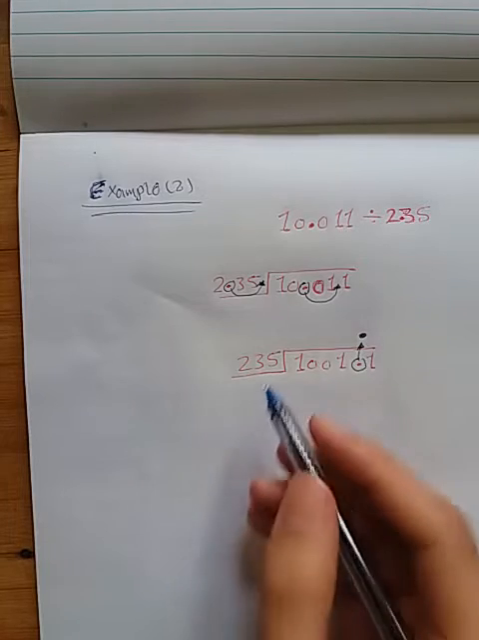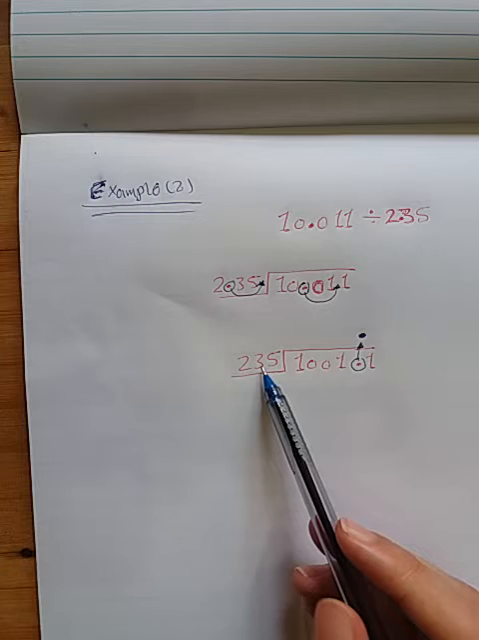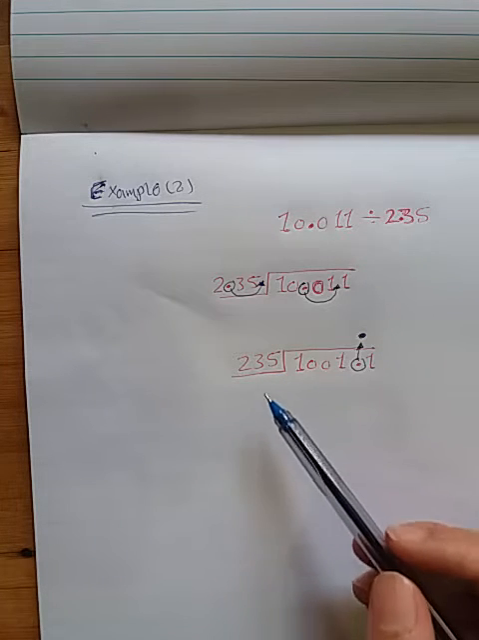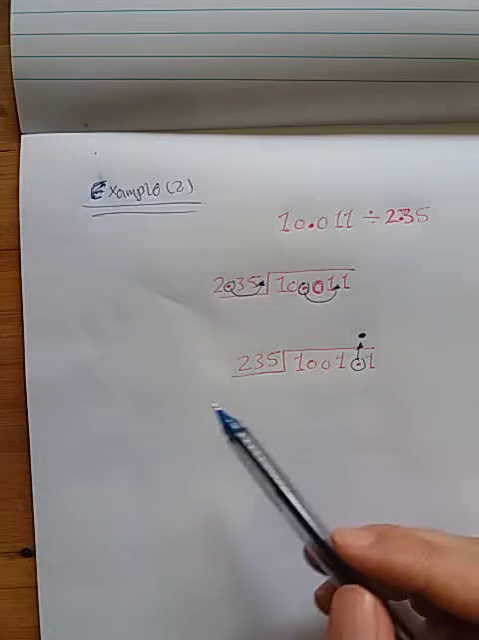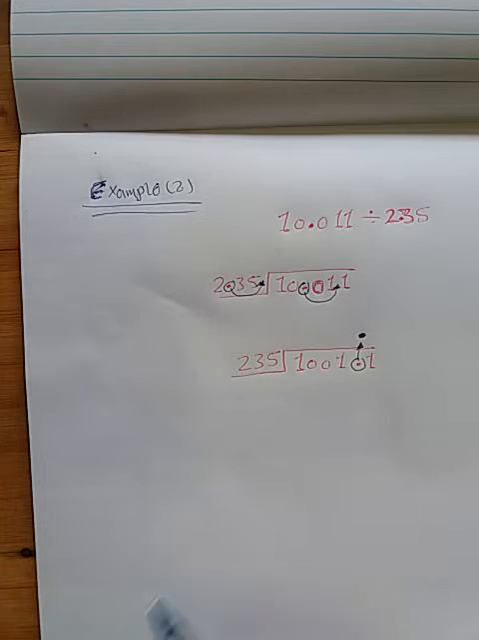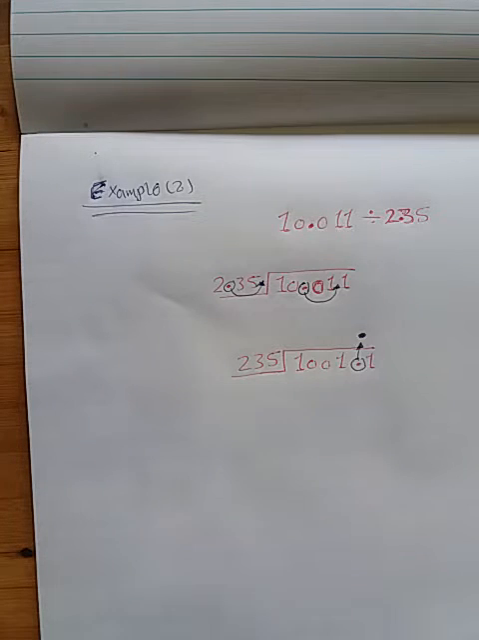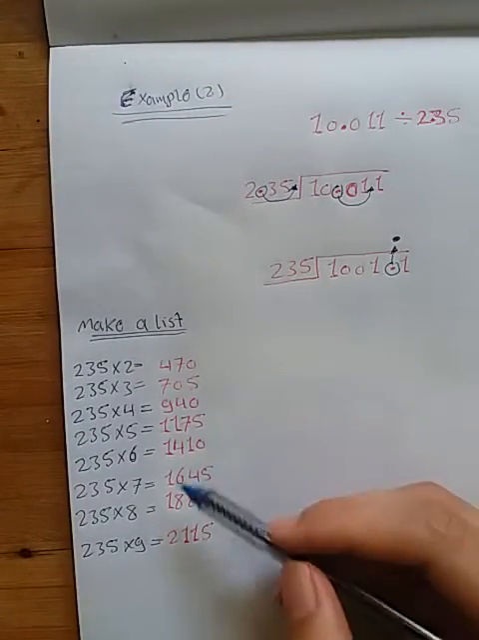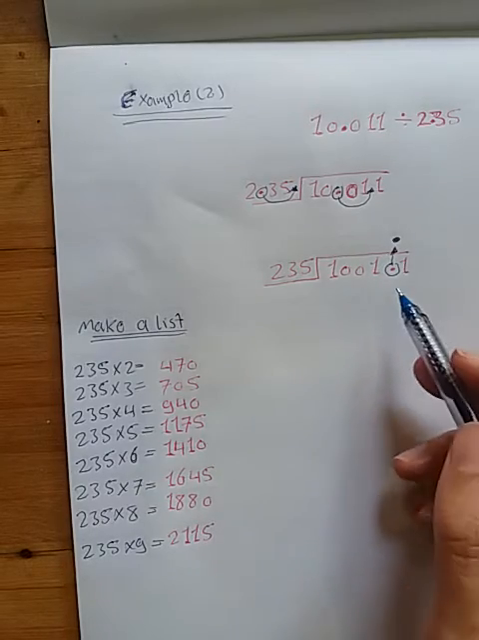One more note, our divisor here is 235. 235 is a big divisor, so it might be a very good idea to make a list by multiplying 235 by numbers from 2 to 9 to have some answers ready, which will make our division later much easier. Okay, now we have our list ready here, and let's start our division.